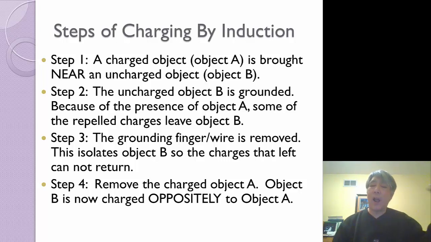So if object A happens to be positively charged, what it's actually doing is attracting electrons from the ground or your finger or whatever is touching object B. You can think of it as the positive charges moving, but in reality, it's always negative charges either leaving object B or entering object B. And the other thing to remember is that object B is now charged opposite in sign to whatever object A was.